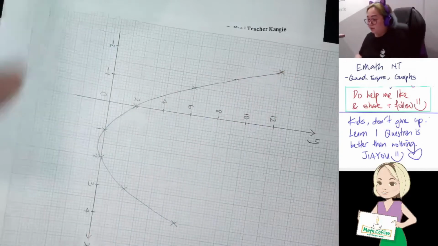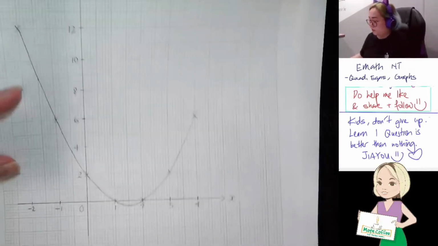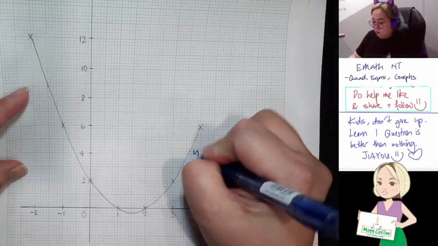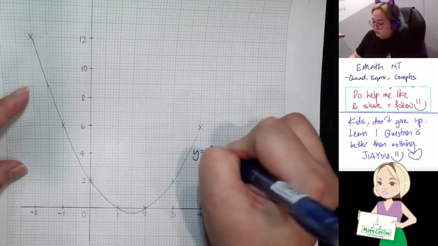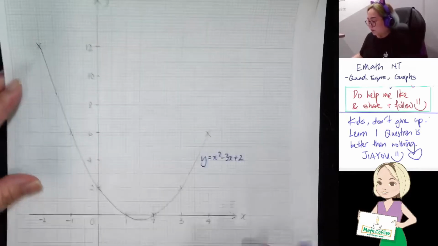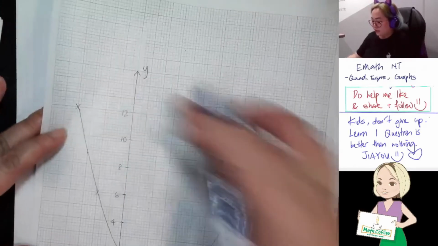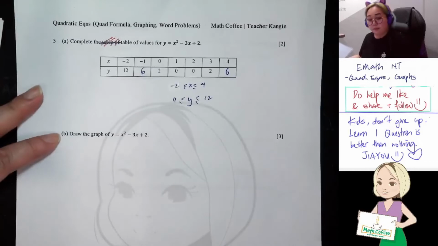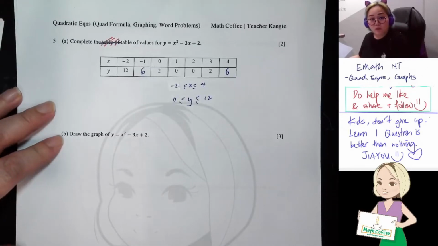Okay, so after you draw the shape, don't forget to label. This is for y equals x squared minus 3x plus 2. Make sure you label your x-axis, y-axis, and we are done. So I'm done with the part whereby they ask us to draw the graph of y equals blah blah blah.